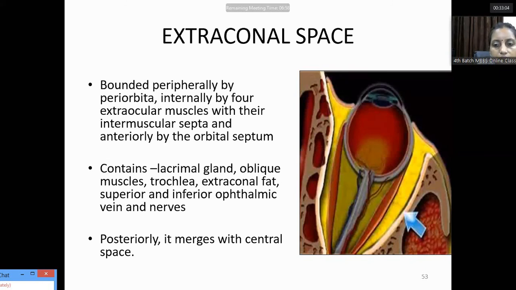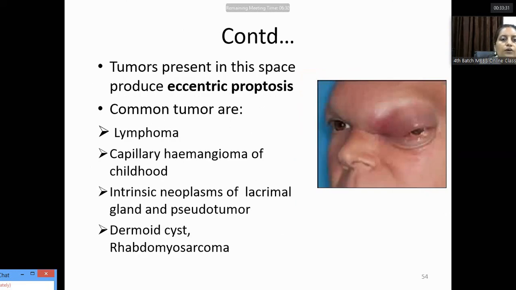Extraconal, so outside the cone. It is bounded peripherally by the periorbita and internally by the four recti muscles with their intermuscular septum, and anteriorly by the orbital septum. It contains the lacrimal gland, oblique muscles, trochlea, extraconal fat, superior and inferior ophthalmic veins and nerves, and posteriorly it merges with the central space. Common tumors are lymphoma, capillary hemangioma, tumors of the lacrimal gland, pseudotumors, dermoid cyst, and rhabdomyosarcoma. So it causes a non-axial or eccentric proptosis.